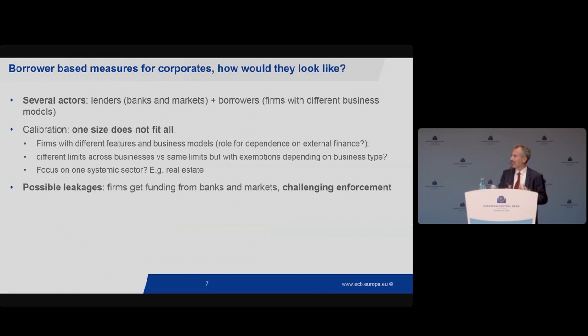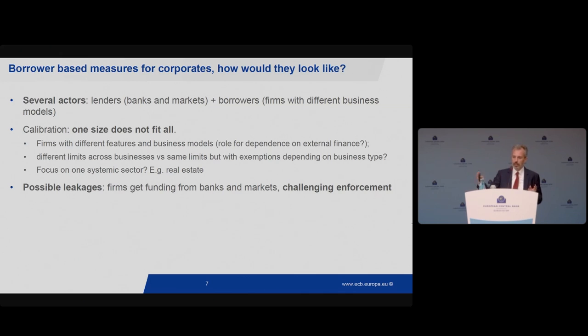So the key question then is, how would the borrower-based measures for corporates look like? So here we have several players. The lenders are banks and markets. The borrowers are firms with different business types. And of course, the message is that one calibration cannot fit all. We already saw from the results of the paper that small and medium enterprises, young firms, and large corporations probably need different calibrations. And probably there is in general a role for the dependence on external finance in setting these measures. But then the question is really, how do you design them?